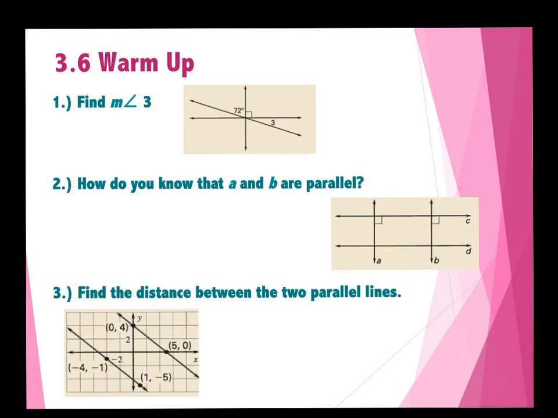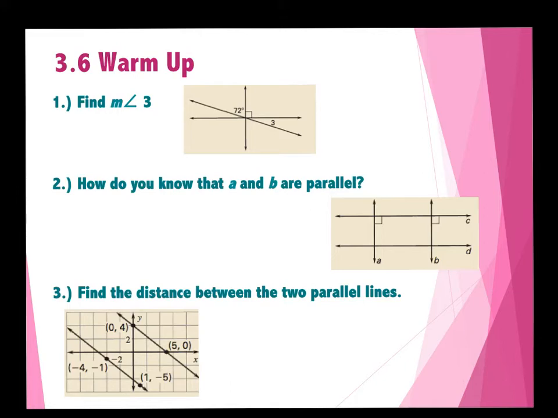All right, so in 3.6 we talked about a bunch of theorems having to do with perpendicular lines, okay? If two lines are perpendicular, they form four congruent angles. If the exterior sides of two adjacent angles are perpendicular, then the angles are complementary, okay? And then we talked about that if two lines are perpendicular to the same line, they would be parallel.